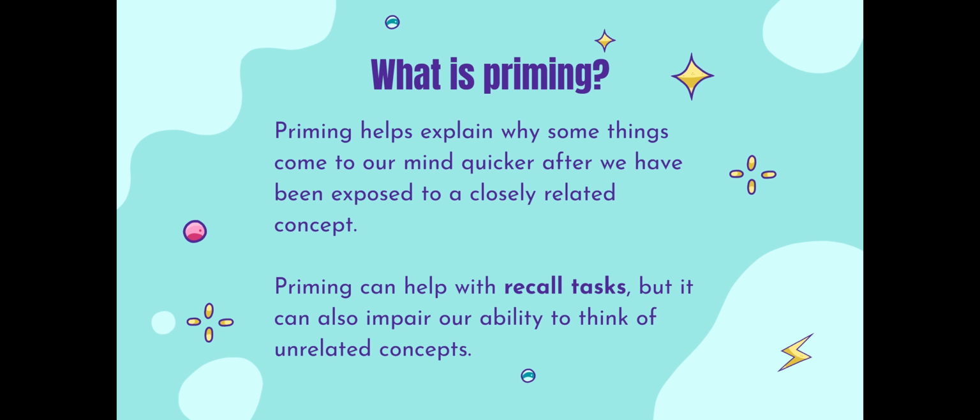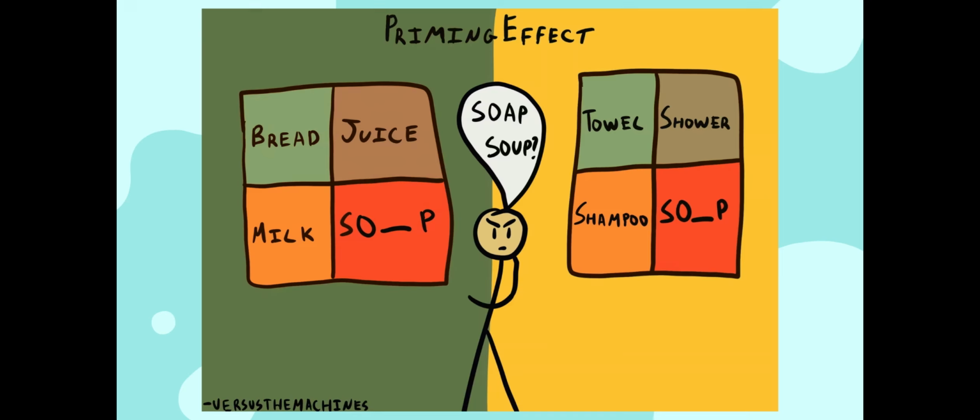The next slide builds on that by explaining how priming works in practice. After being exposed to a concept, it becomes easier to recall related ideas. For instance, after reading words related to old age, people might walk more slowly. But priming doesn't always help. It can also make it harder to think of unrelated concepts. This means priming can both boost recall and limit your cognitive flexibility.